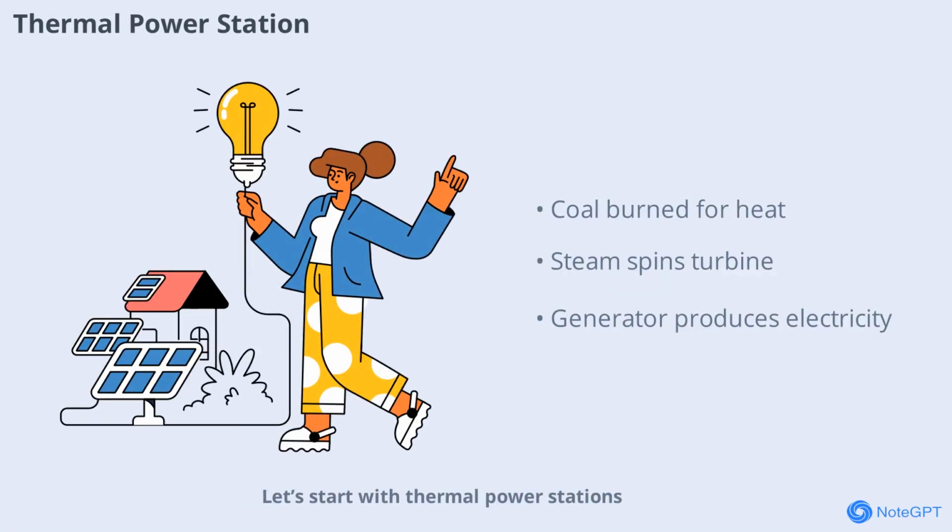Let's start with thermal power stations. These plants use coal or other fuels to generate heat. The heat is used to produce steam from water, and this steam turns a turbine connected to a generator. The generator then produces electricity. The process can be summarized as: coal is burned to create heat, water is converted to steam, the steam spins the turbine, and the turbine drives the generator to produce electricity. Thermal power stations are widely used due to their ability to generate large amounts of electricity.